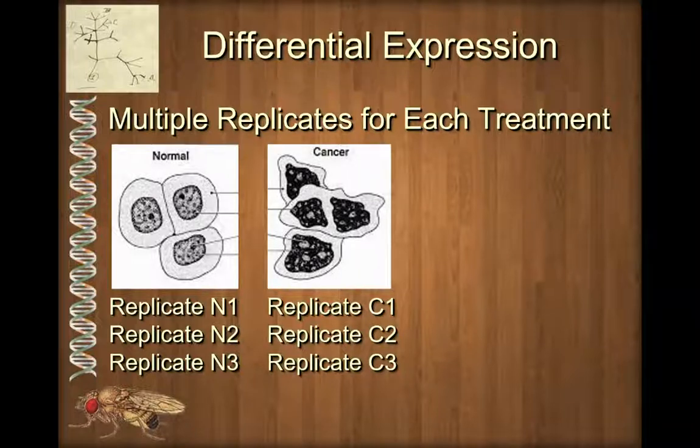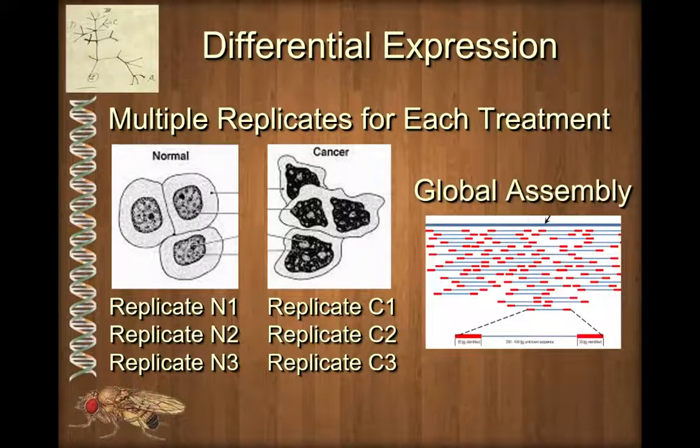Then, to do our analysis, we take all of these replicates. And because these replicates come from the same genome, right? So the cancer genome is essentially identical to a normal one. There are some small mutational events, but they're largely identical to normal skin cells. And so I can take all of these replicates and assemble them together in one large global assembly.